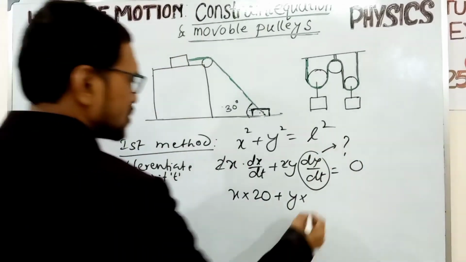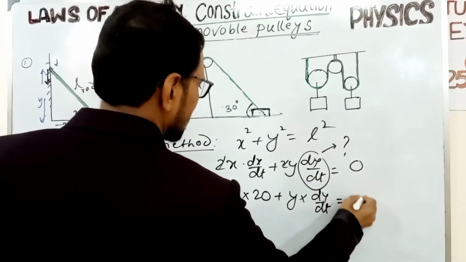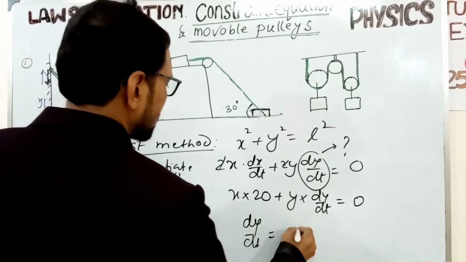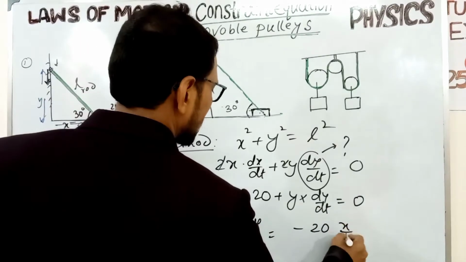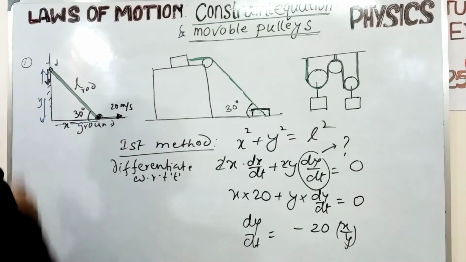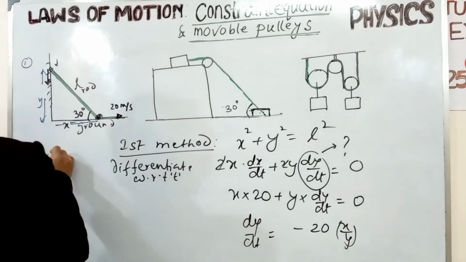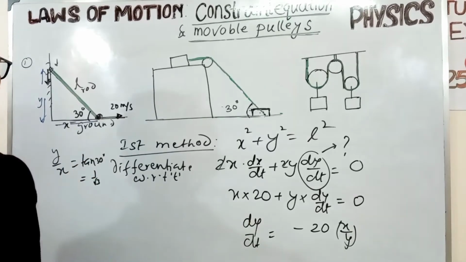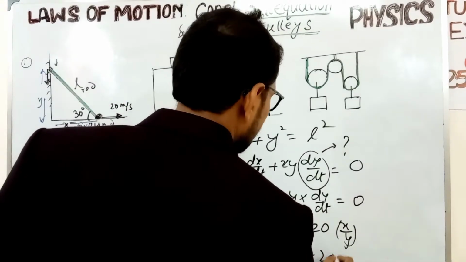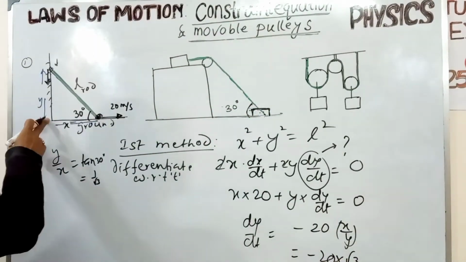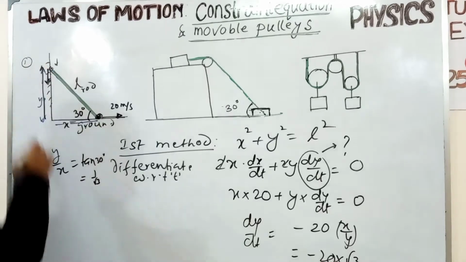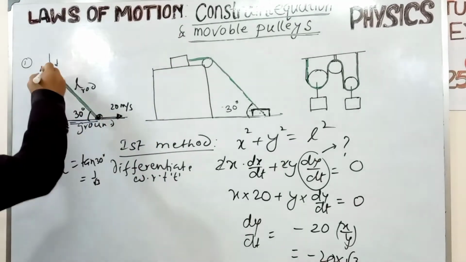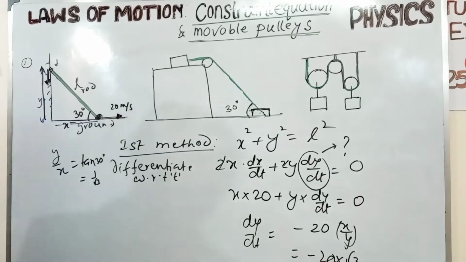So the sum equals 0. Now dy by dt equals minus 20 x by y. Now what is x by y? x by y equals tan 30, that is 1 by root 3. So this is my answer. Now we take the distance y in this direction, so the negative sign comes here, which means the velocity of this end is downward. This is one method: by differentiating we get this result.